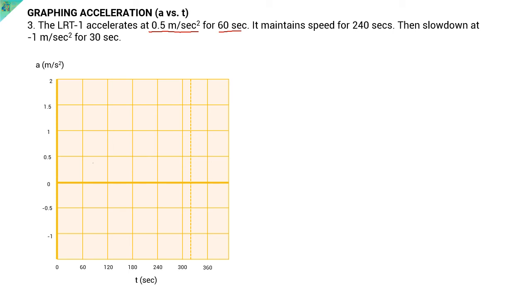So we have here 0.5 meters per second squared for 60 seconds, so that's 0 to 60, and of course, it's a constant acceleration, so that's 0.5 to 0.5. Done. Next, it maintains speed for 240 seconds. So again, kindly remember that maintaining speed means no acceleration.